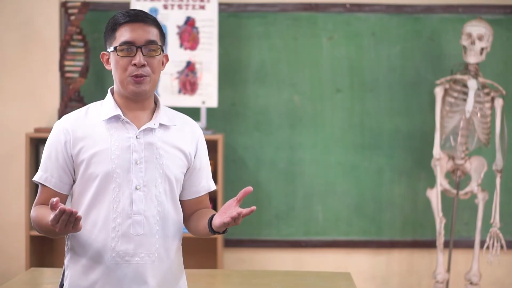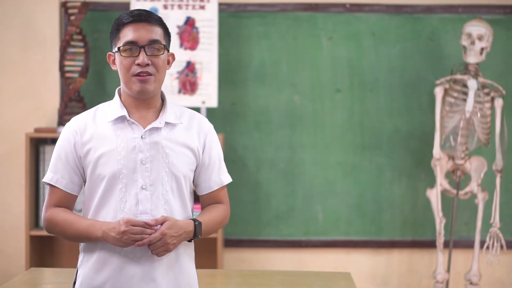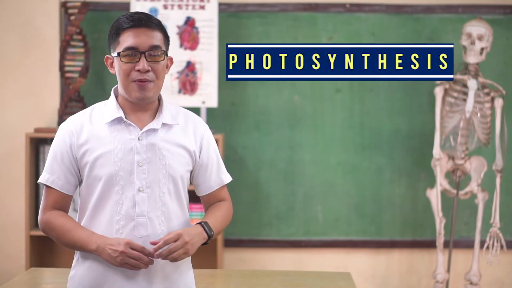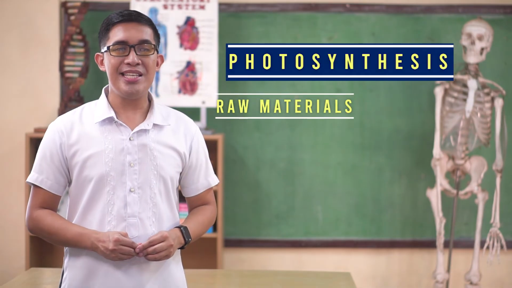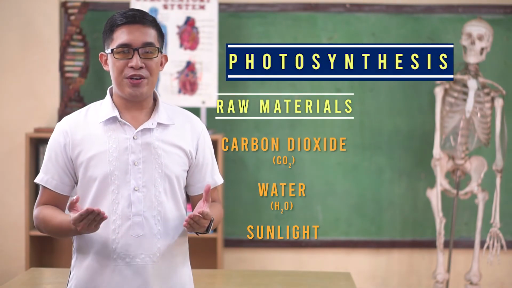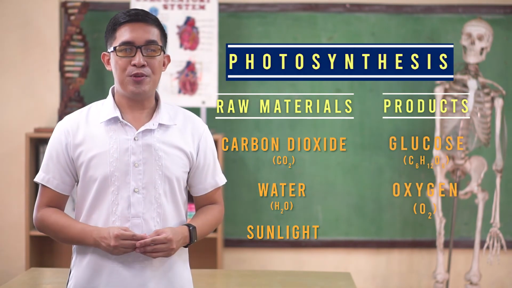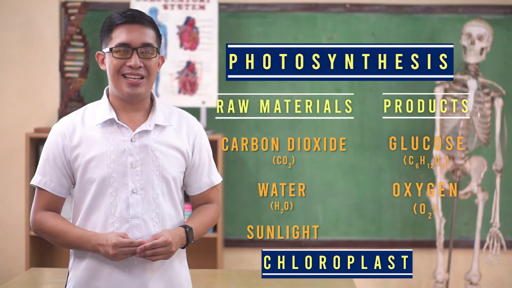In this episode of Agham Alam Hub, we differentiated the features of photosynthesis and cellular respiration. Photosynthesis is a process of food making done by plants. The raw materials needed in this process are carbon dioxide, water, and sunlight, while glucose and oxygen are produced. It takes place in the chloroplast of plant cell.